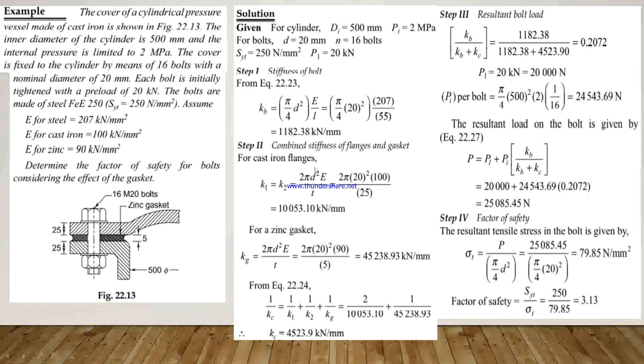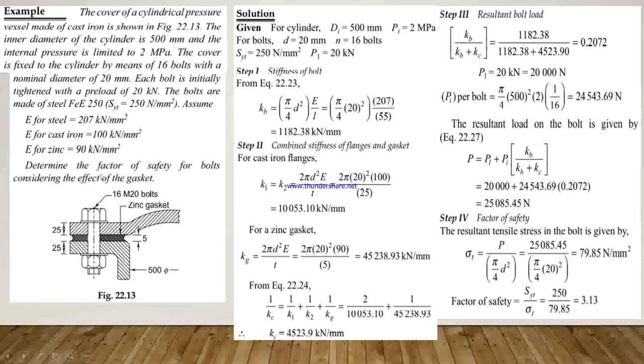Now we see an example related to that. The cover of a cylinder pressure vessel is made of cast iron as shown in the figure, and the inner diameter of the cylinder is 500 mm and the internal pressure is limited to 2 MPa. The cover is fixed to the cylinder by means of 16 bolts with a nominal diameter of 20 mm. Each bolt is initially tightened with a preload of 20 kN and the bolts are made of steel of material FE 250. The yield strength is given as 250 Newton per mm square, and the assumed moduli of elasticity for steel, cast iron and zinc are 207 kN per mm square, 100 kN per mm square and 90 kN per mm square respectively.